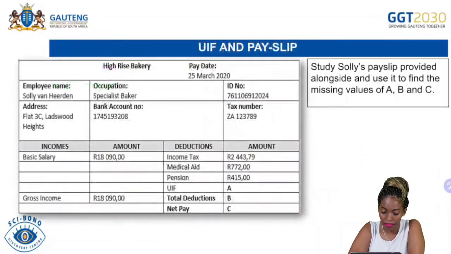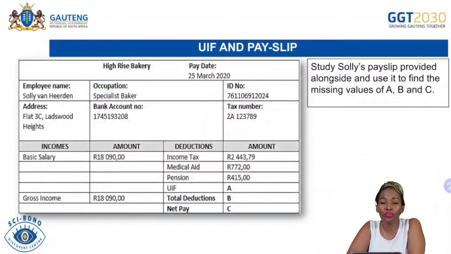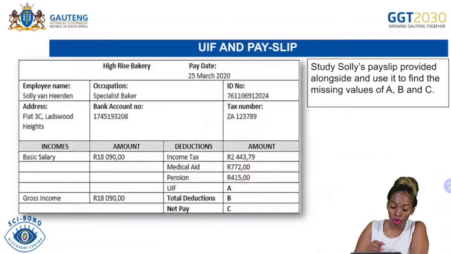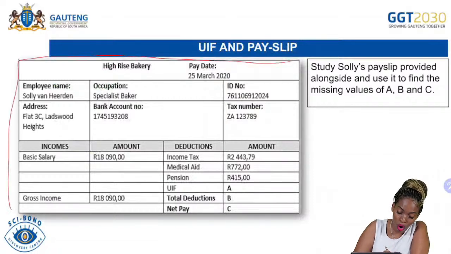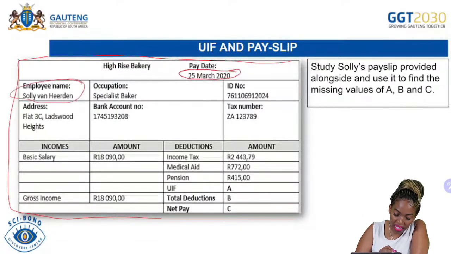Here is a practical example of where we can apply the UIF, or rather the type of questions we can expect in the exam with regards to UIF. Study Solly's payslip provided alongside and use it to find the missing values of A, B, and C. So what we see here is a payslip, or rather a salary advice, dated 25th of March 2020. The name of the employee is Solly van Eerden. And what is his occupation? What does he do? He's a specialist baker.